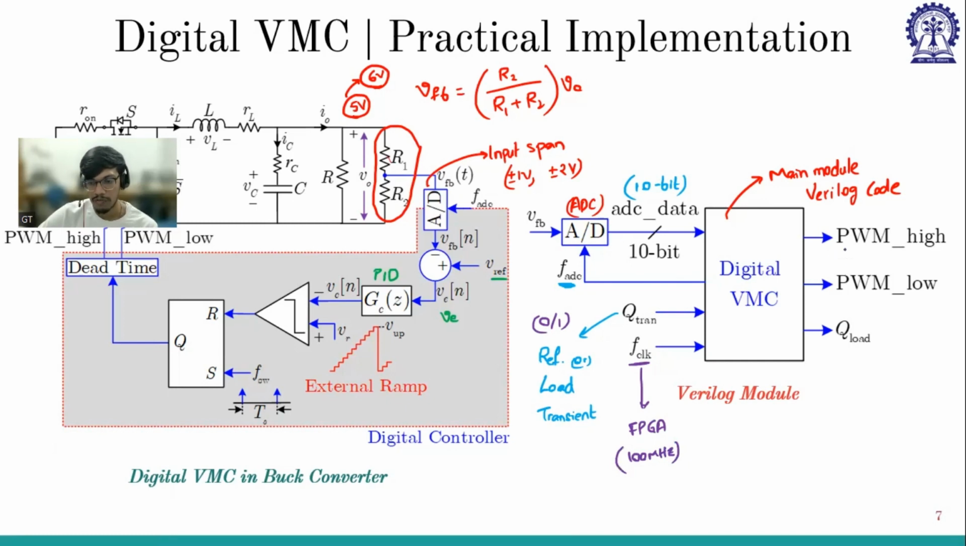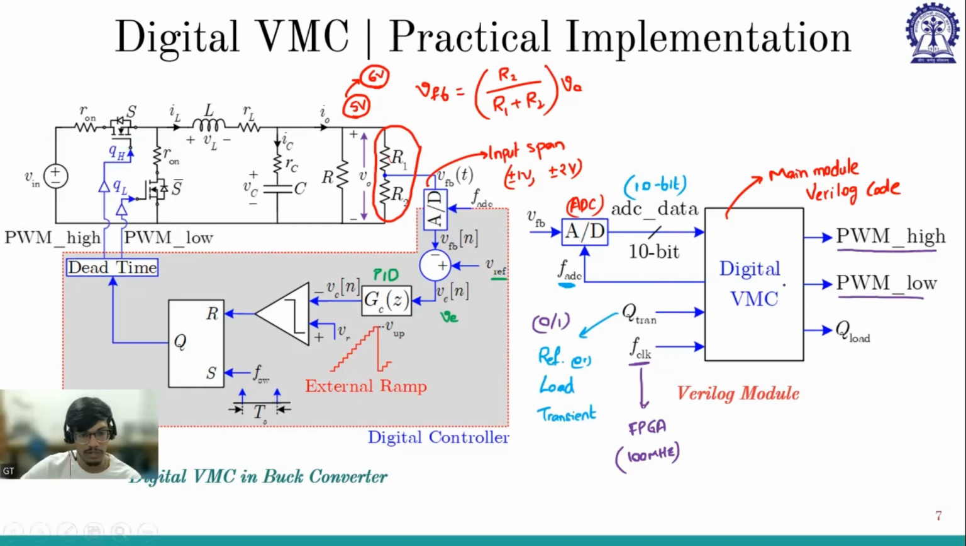So the outputs we need are PWM high and PWM low. These two are going to the high side and low side switches. One is going to the high side switch and the other is going to the low side switch with dead time so that they will never be shorted. And then the other one is Q load. So Q load is like this. Here we have shown only one resistor, right? Or maybe let me change the color.